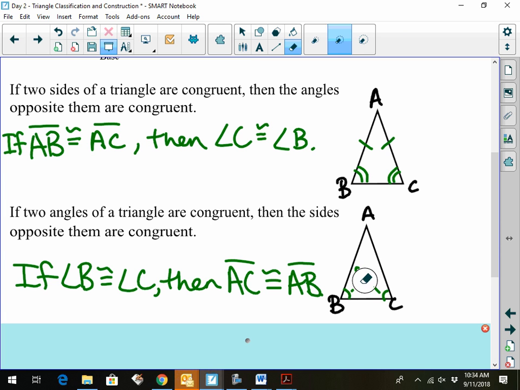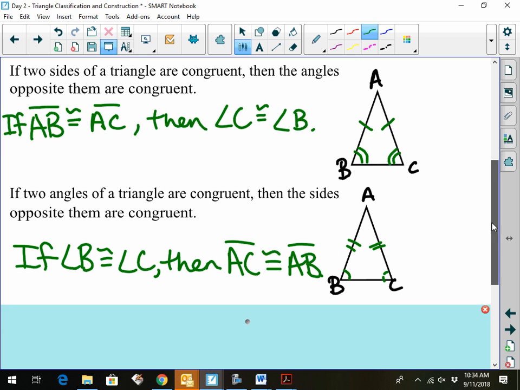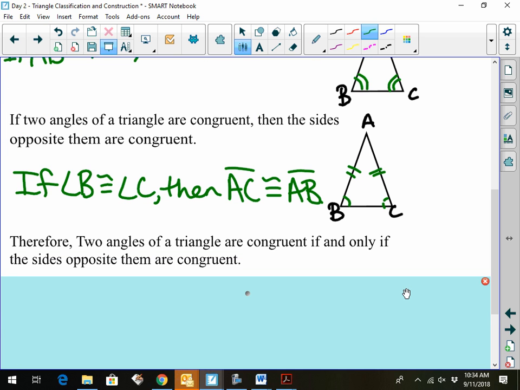So then if we get a picture and it looks like this, and the angles are congruent, then we can put those marks there. So because this goes in both directions, then we can actually say this sentence. So therefore, two angles of a triangle are congruent if and only if the sides opposite them are congruent. So if and only if is a mathematical phrase that we use, and it's kind of like an equal sign, but even more telling that you can go either direction with this information.